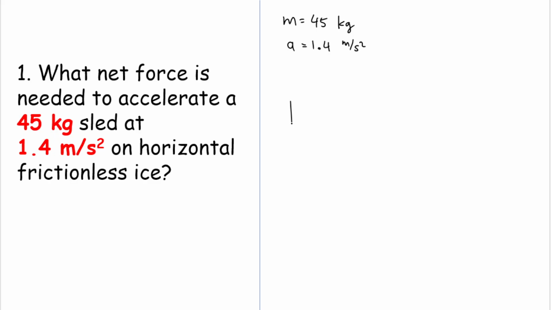And we are given that this will be a sled. I cannot draw a sled, so I just draw a box here. This is our sled with the mass of 45 kilograms, and it is accelerated on the ice here that is frictionless. Frictionless means there is no opposing force. So if the sled is moving to the right, the acceleration is 1.4 meters per second squared, and we have no opposing force because this is frictionless.